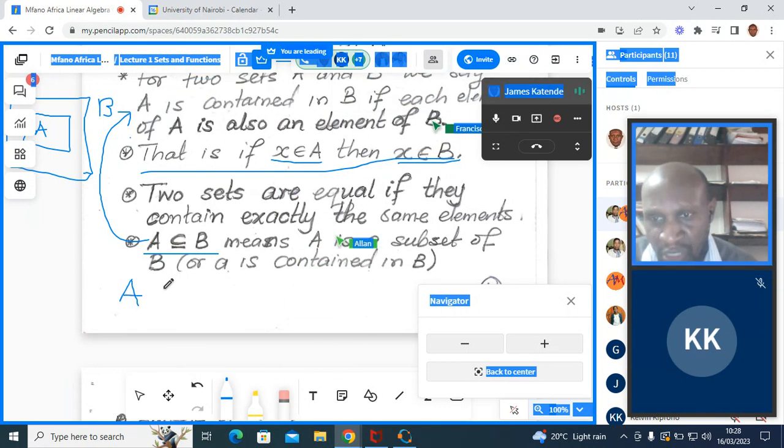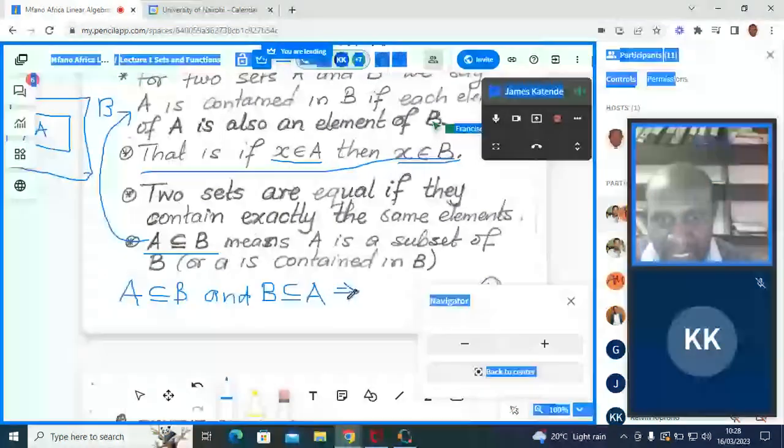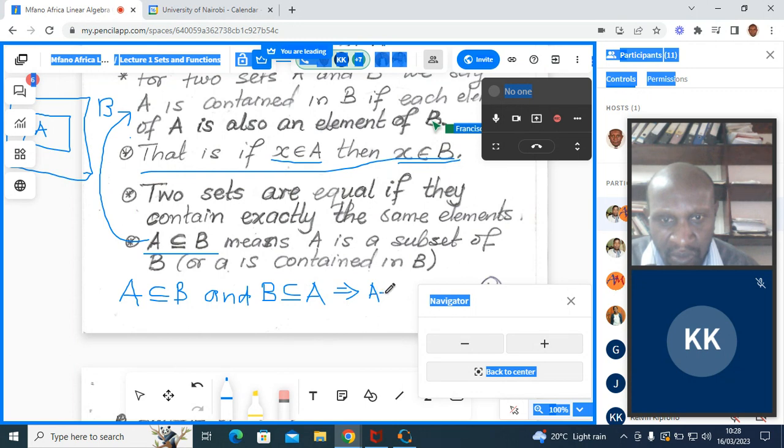If the two conditions are simultaneously satisfied, that is, if A is contained in B and B is also contained in A, then we make the claim that the two sets are equal. So these two together imply that A is equal to B.